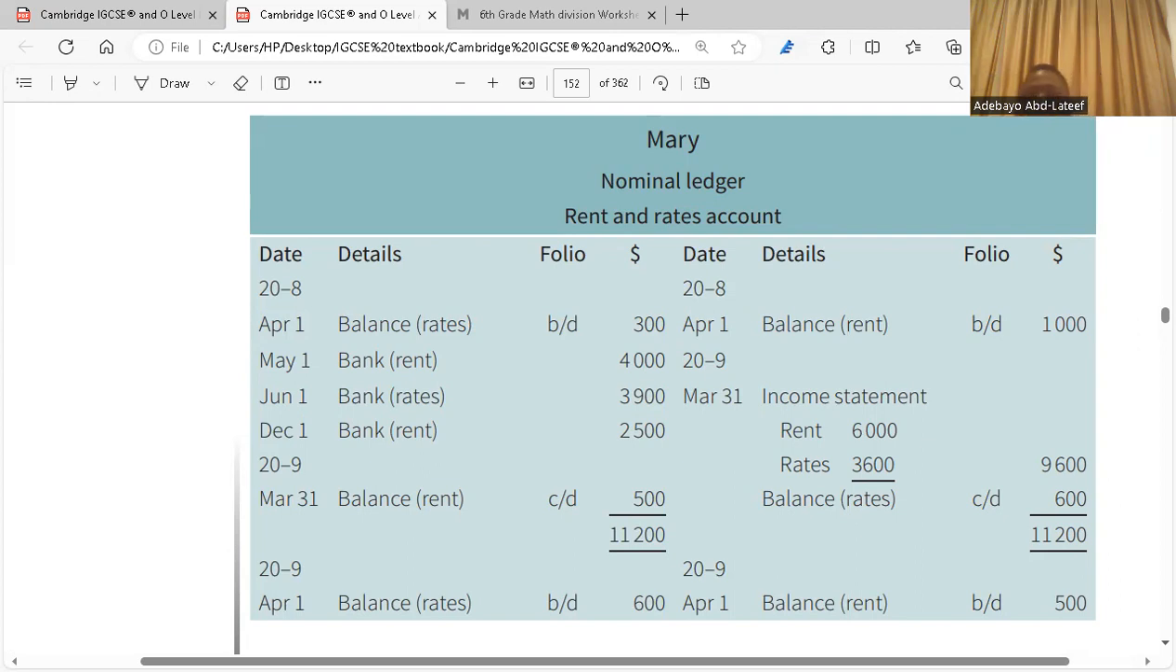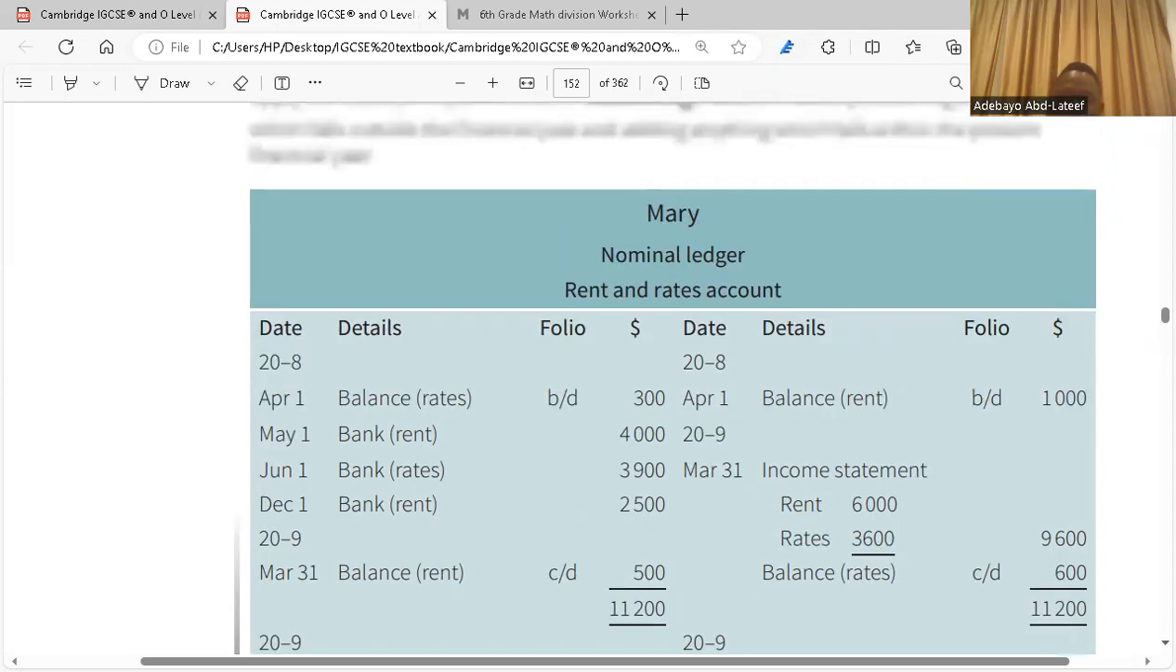Now, on the income statement, there's accrued expenses for 1,000. For rent, accrued rent for 1,000. That's rent payable. Yes or no? Yes. There's rent payable for 1,000. Then the income, rent paid, 6,000. Here they said they paid rent.